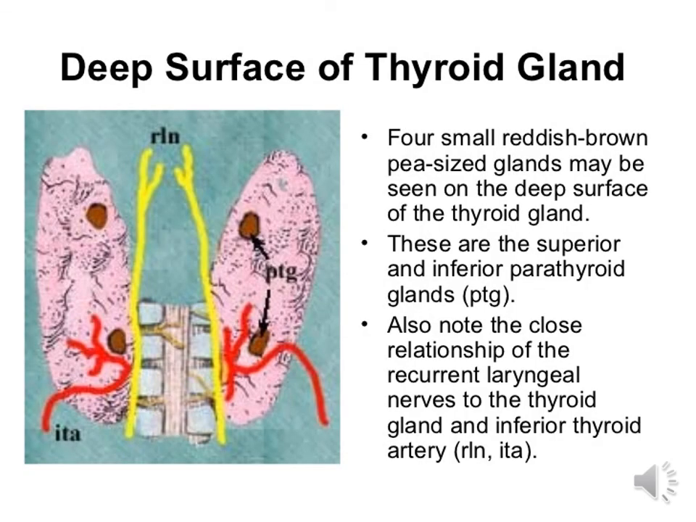The deep surface of the thyroid gland from the posterior view. We have four small reddish-brown pea-sized glands that may be seen on the deep surface of the thyroid gland. These are the superior and inferior parathyroid glands. Also note the close relation of the recurrent laryngeal nerve to the thyroid gland and inferior thyroid artery.